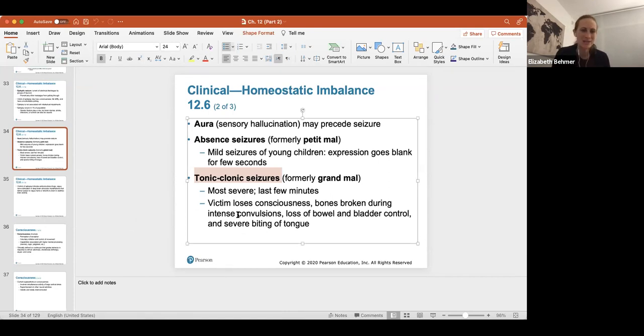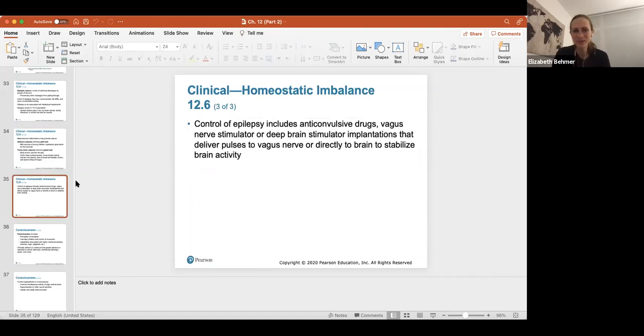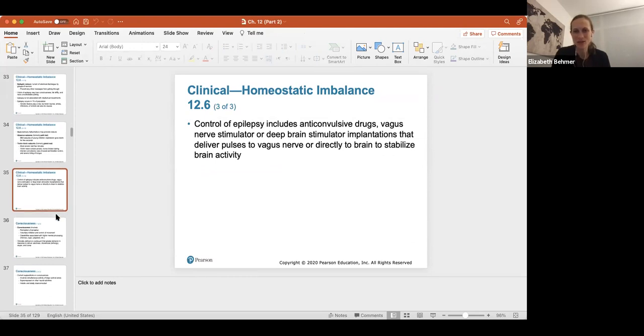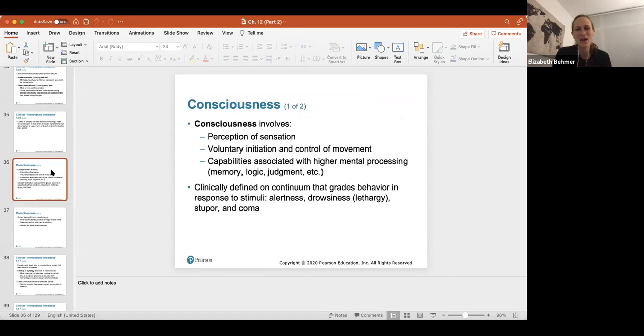Another thing, if someone is in a seizure, usually you want to make sure to stick something in their mouth so they don't swallow their tongue, because they usually lose the ability to control their tongue. There are anticonvulsive drugs, vagus nerve stimulator, and other therapy to try to manage those seizures.